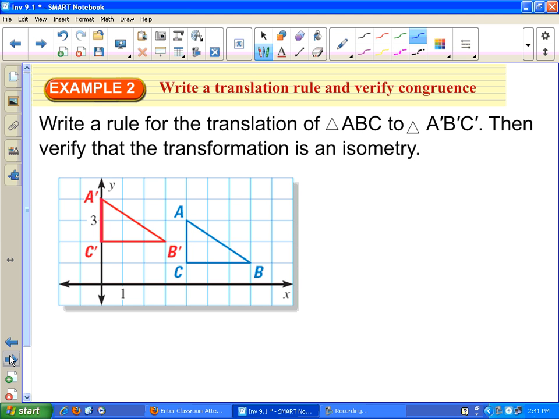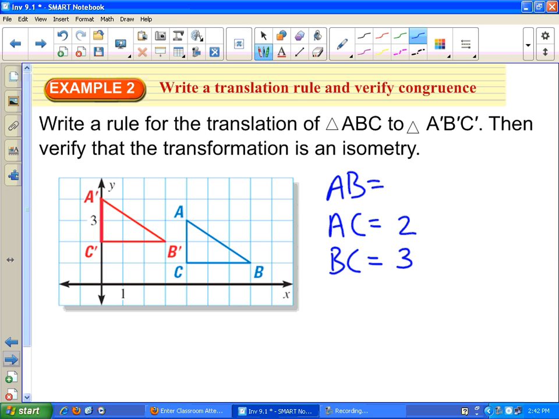Okay. So the way we do that, we need to find all 3 side lengths. We'll start right with the easy one. AC, how long is this? 2. BC, how long is that? 3.